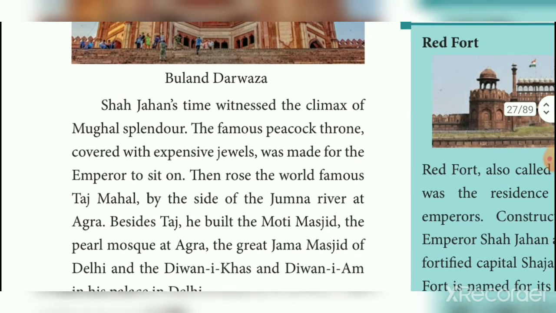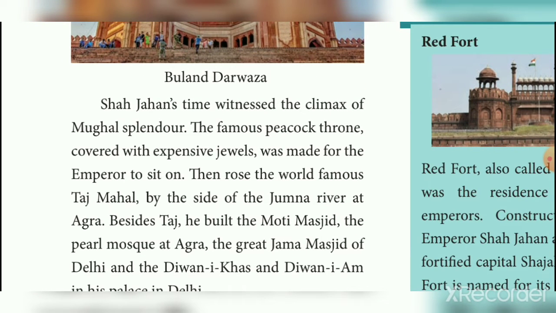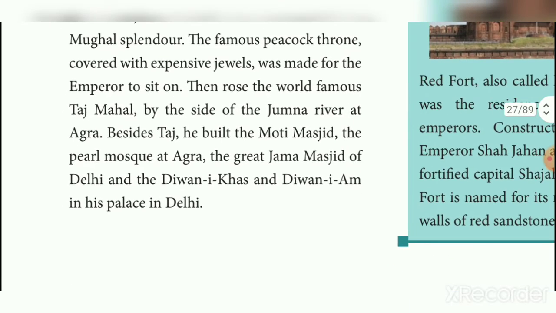Shah Jahan's time witnessed the climax of Mughal splendor. The famous Peacock Throne was covered with expensive jewels. It was made for the emperor to sit on, so it was the emperor's seat, a chair. Then rose the world famous Taj Mahal by the side of the Jamuna River at Agra. Note this one, the great world famous Taj Mahal was built on the side of the river Jamuna, also built by Shah Jahan.